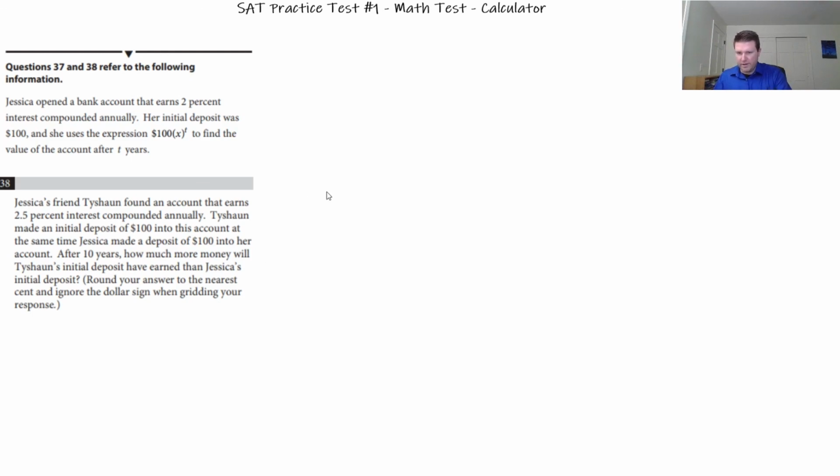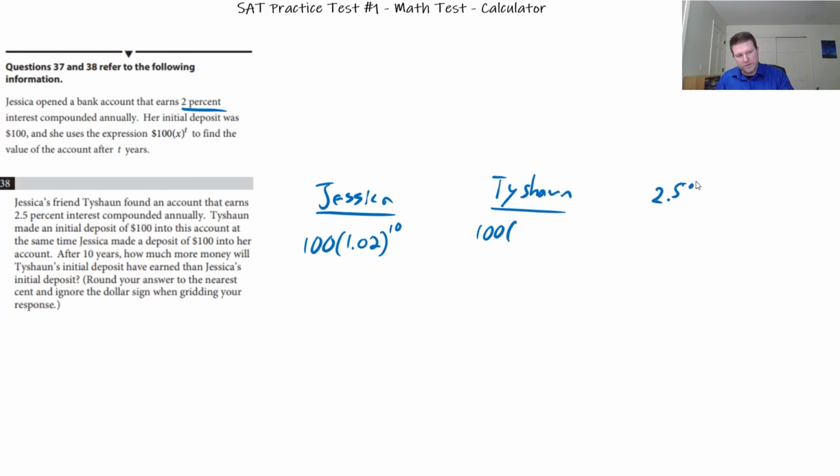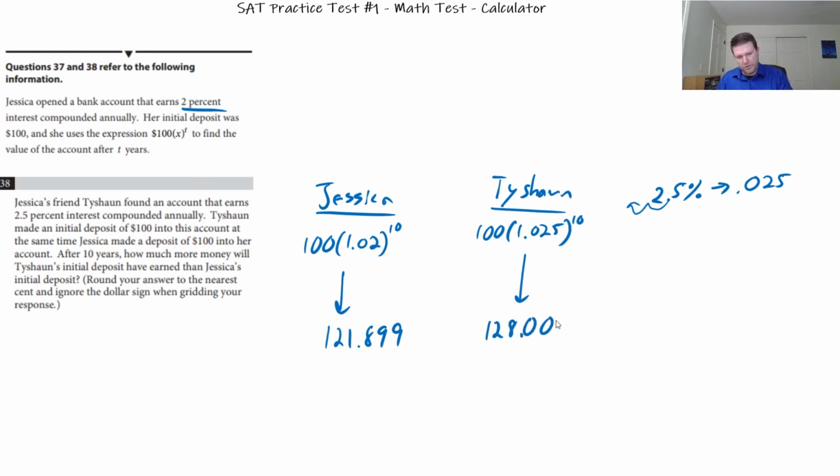So with that said, Jessica's amount should be, since she puts in 100 and then gains 2% every year, this is how much she makes after 10 years, right? And then Tyshawn puts the same amount of money in, but 2.5% expressed as a decimal, if you go back 2 places, that's 0.025. So it's 1.025 to the 10th. This would be his final amount after 10 years. So if you do this out here, you get 121.899 for Jessica. For Tyshawn, you get 128.008. And I'm going to 3 digits because it's going to show how important the rounding is here.